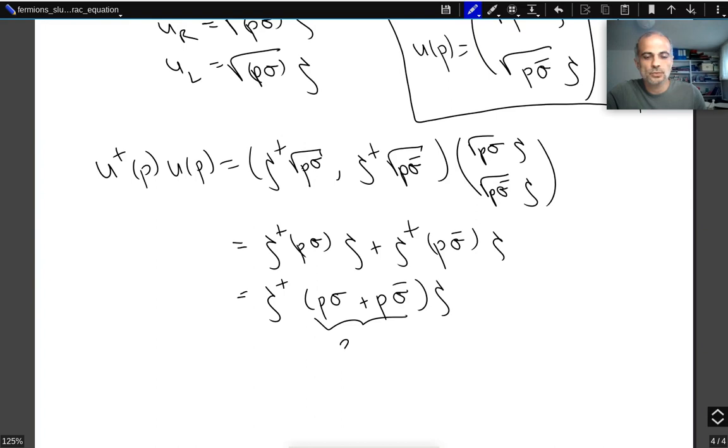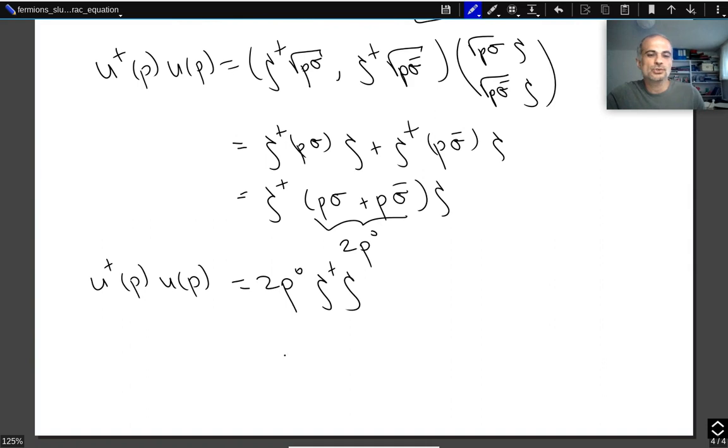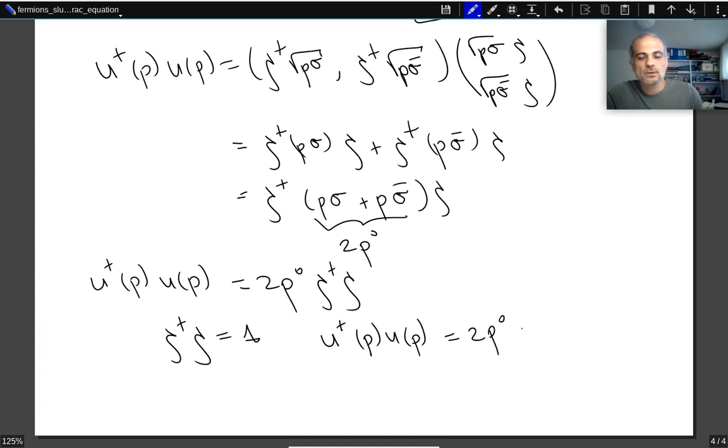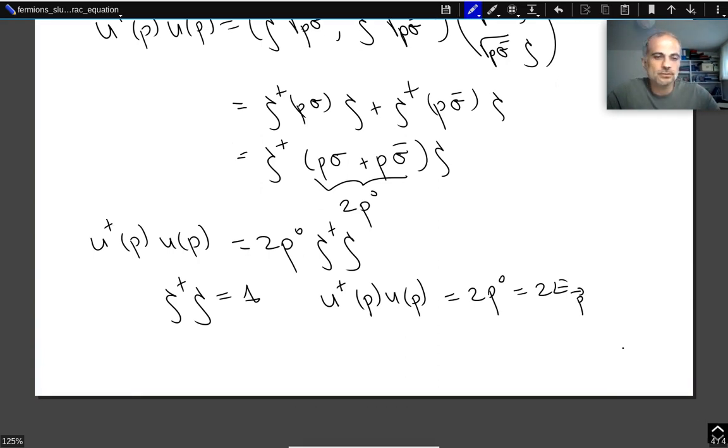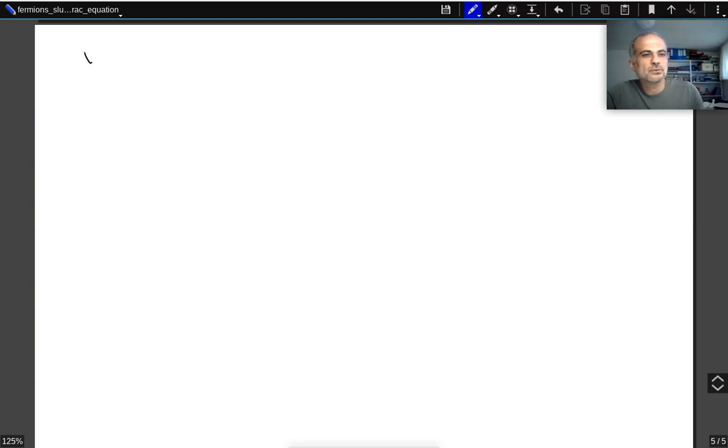But this sum is just twice p0. So we get u dagger of p, u of p is equal to twice p0 Xi dagger Xi. Now we will choose the normalization of Xi such that Xi dagger Xi is equal to 1, which gives us u dagger of p, u of p equal to twice p0, or twice the energy corresponding to 3-vector p. This normalization is obviously not Lorentz invariant. Let's look at one more combination: u dagger gamma 0 u. Well, u dagger is Xi dagger square root of p·sigma, and Xi dagger square root of p·sigma bar.